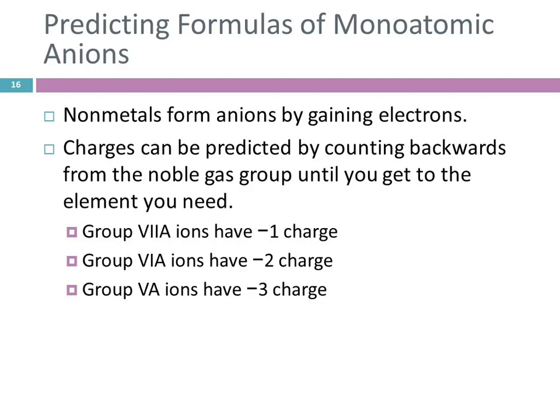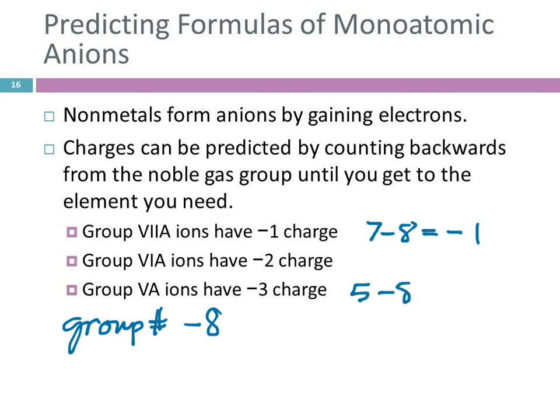You can take the group number -8. So group 7A would be 7 minus 8. The charge will be -1. Group 5A will be 5 minus 8, which is -3. So some students like that method, but most of them don't.